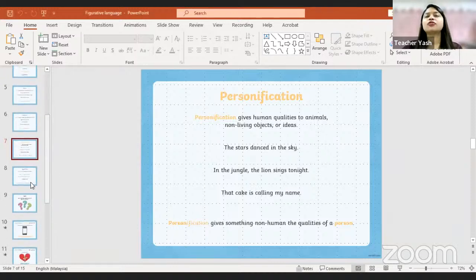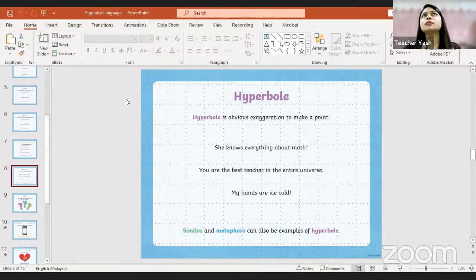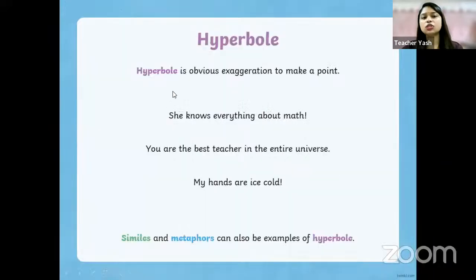Okay, so we have done learning simile, metaphors, personification. Now we are going to learn about hyperbole. Okay, so can you please read this?